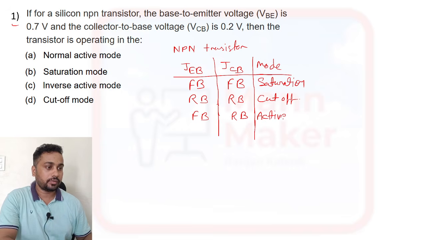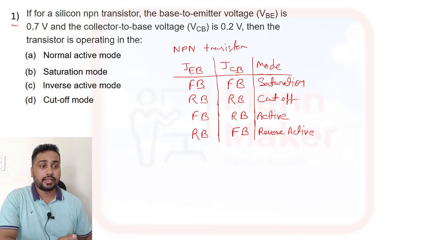And when the emitter base is reverse bias and the collector base is forward bias, then it is called the reverse active region. So you need to remember this table. From this also sometimes they ask a question, like when in an NPN transistor the emitter base is forward bias and the collector base is forward bias, which mode of operating region is it? That time you need to give the answer saturation.